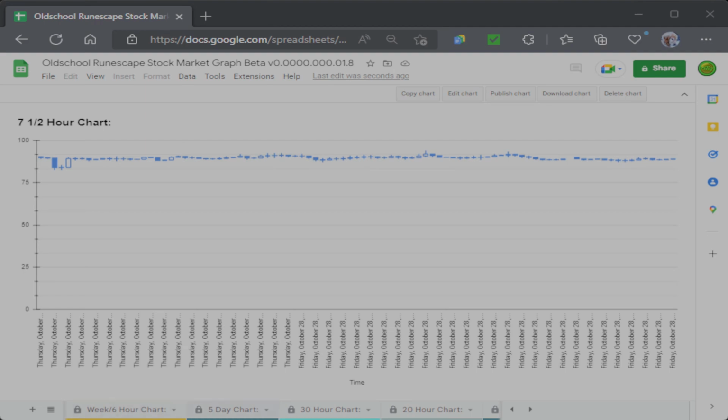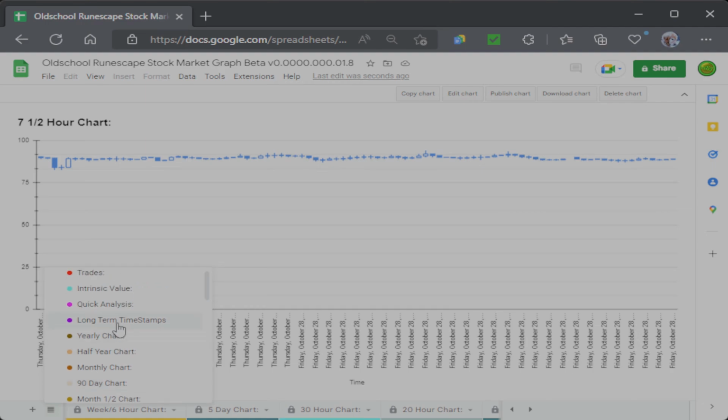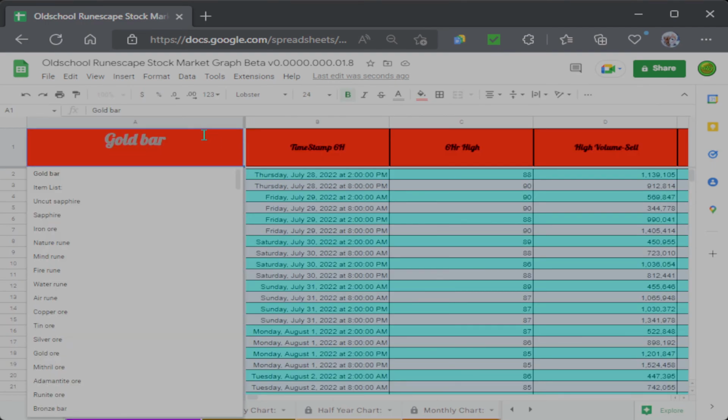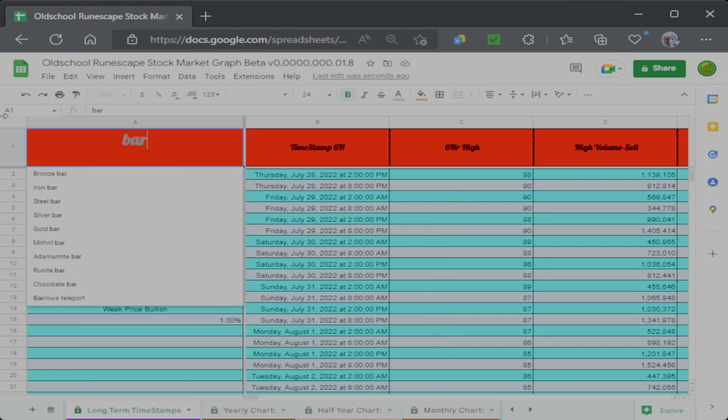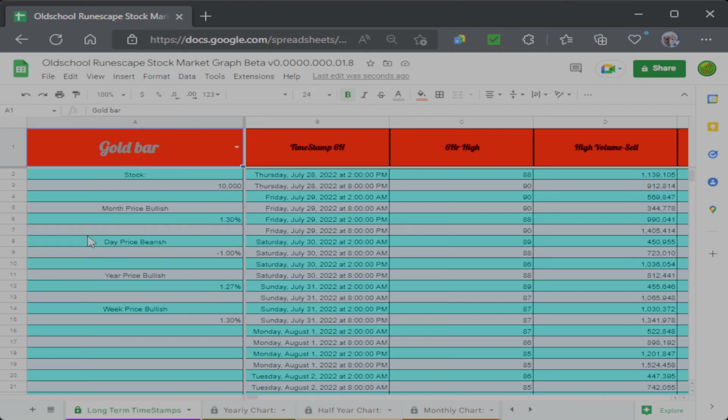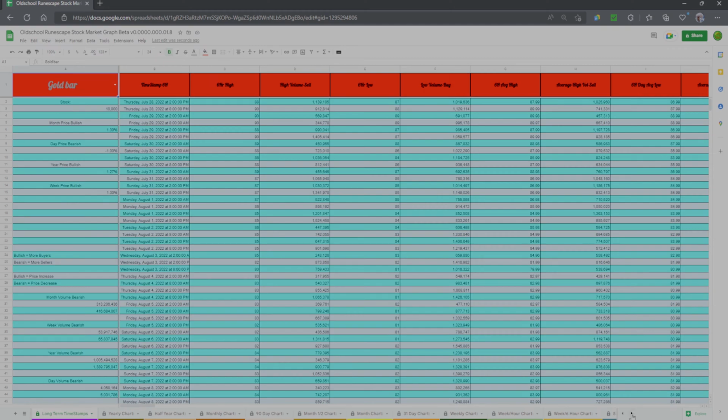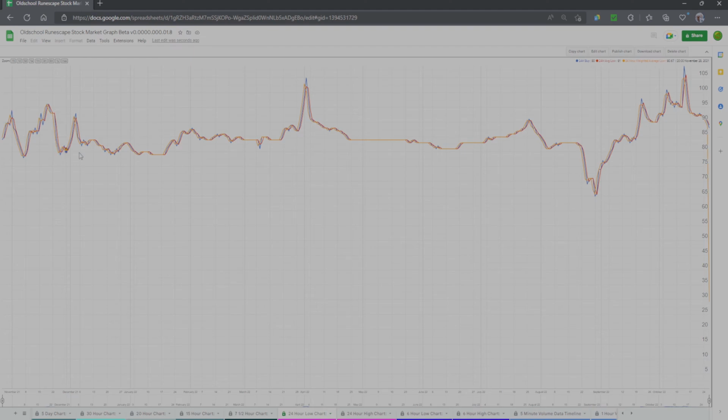Oh yeah, I forgot to show. If you go to long-term flips, you can just type it, you don't really need to search through the thing. So if we do bar, it pulls up all the bars. There's gold bar. Here's the 24-hour chart based on the year. So this is 24 every day for the last year. This will tell you exactly what the market's doing for the last year of trades.